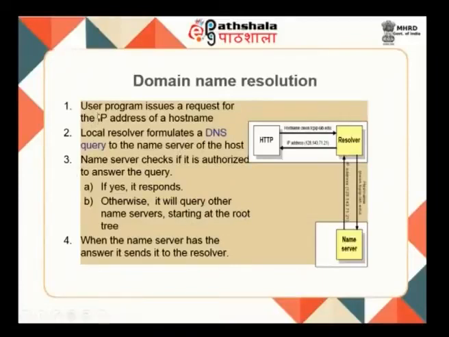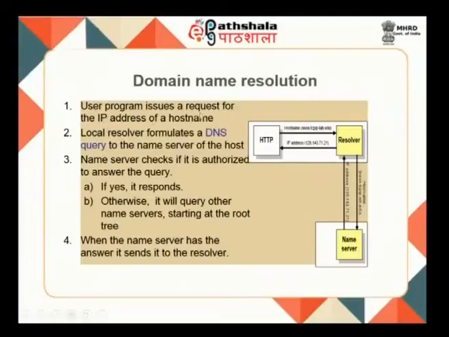First, a user program, say your web browser, is used. Typically we just type in www.google.com. The web browser now has to get the corresponding IP address, so it sends a request for the IP address to the DNS client running on that machine. The request for the IP address of this host name is sent to what is called the local resolver, which runs on your machine. This local resolver formulates the DNS query in a particular format, as per the DNS protocol, and sends it to the name server of the host.